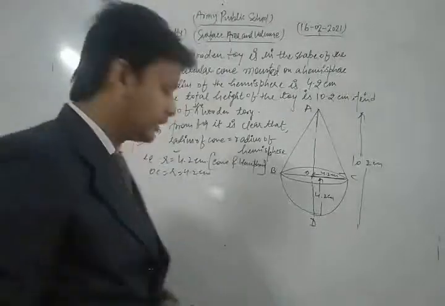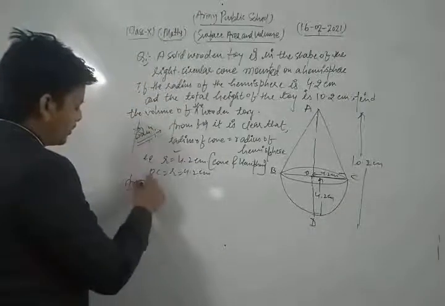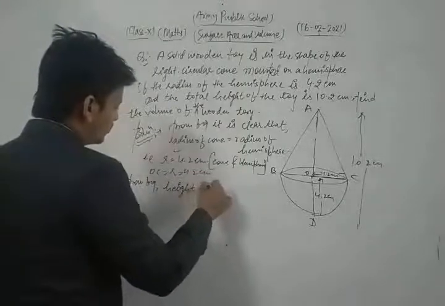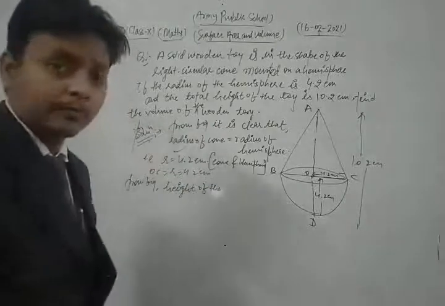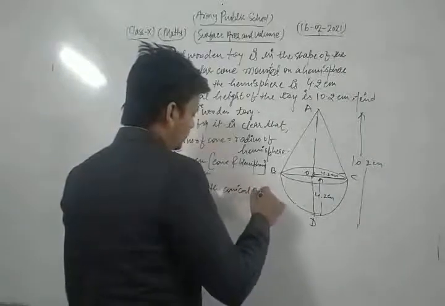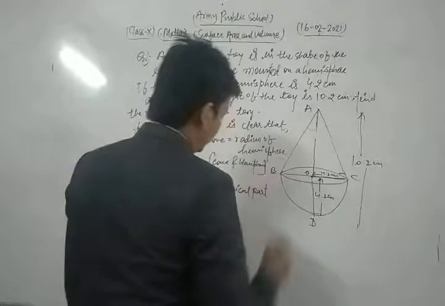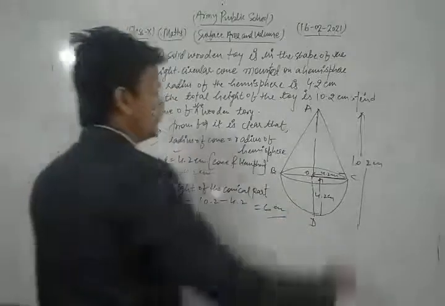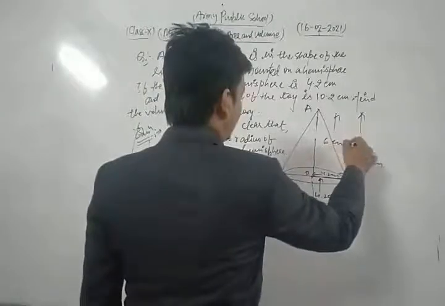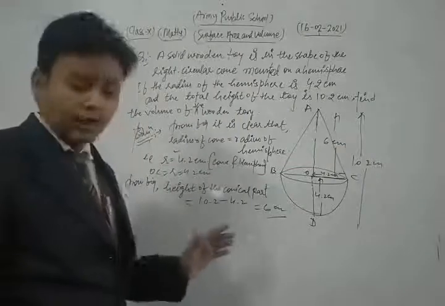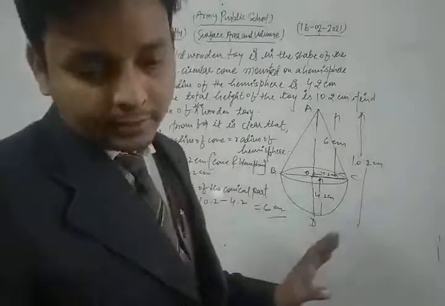According to the figure, the height of the conical part is 10.2 minus 4.2, that is 6 centimeter. So in this way we find the height of the conical portion is 6 centimeter. Okay students, so now we have the height of the conical portion as 6 centimeter.